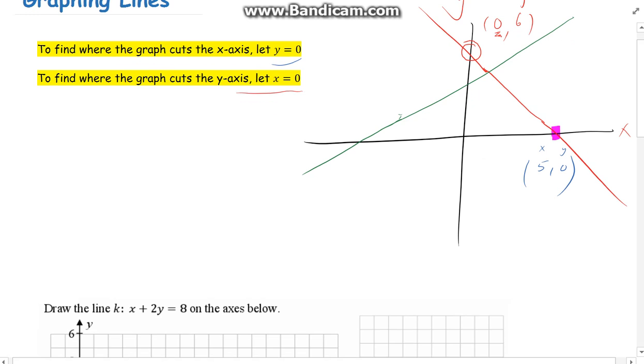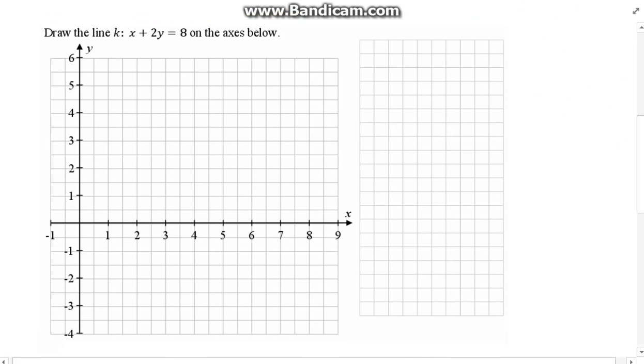Let's look at an example that was on exam papers not too long ago. I think it was 2016, maybe 15. It said, draw the line K on the axis below. It's difficult to do if you've no idea about it, but you should know that every line crosses the x and the y-axis. So I'm going to find where it crosses the y-axis first, so I'm going to let x equal 0. Then write your formula: x plus 2y equals 8. I'm going to sub in 0 for x, so I have 0 plus 2y equals 8.